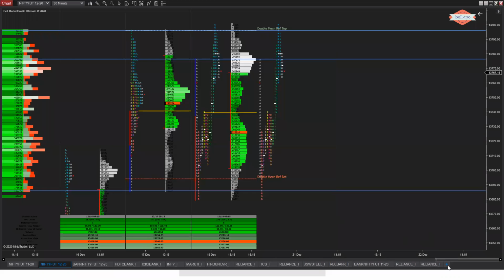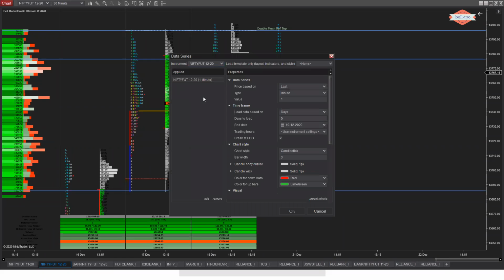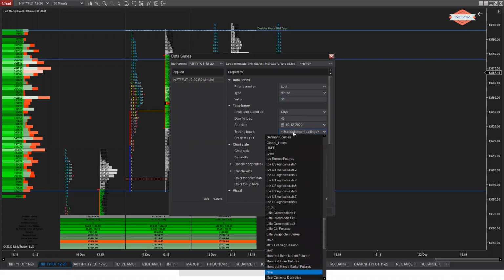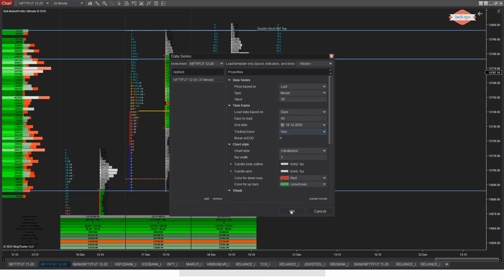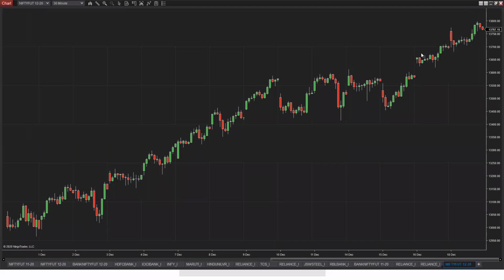So let me click on the plus button here. I'm using the NinjaTrader 8 platform, and on top of that, I'm using the Bell TPO indicator, Bell TPO Ultimate. So let me pull a 30-minute chart over here. I want to load it for the last 45 days. I'm going to set the trading hours as NSE. You know NinjaTrader, right? NinjaTrader is one of the best tools for implementing graphical studies like market profile or order flow tools. I'll press OK. So what you're going to get here is a half an hour time frame chart.